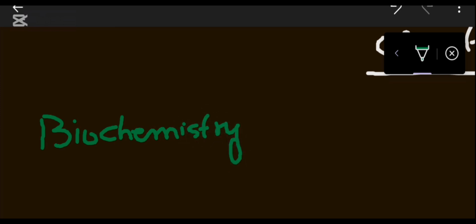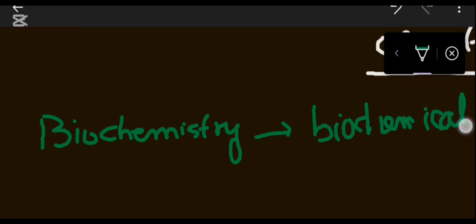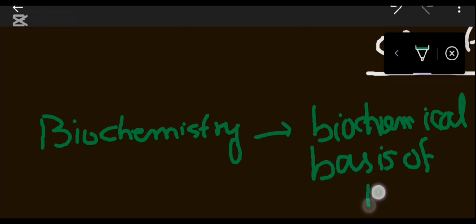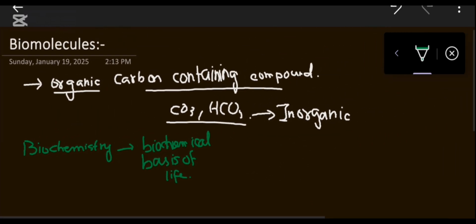Now if we go through another point where we discuss biomolecules, we have one branch which is known as biochemistry. Biochemistry is the branch which explains to us the biochemical basis of life, in which it includes biochemical elements and all these.